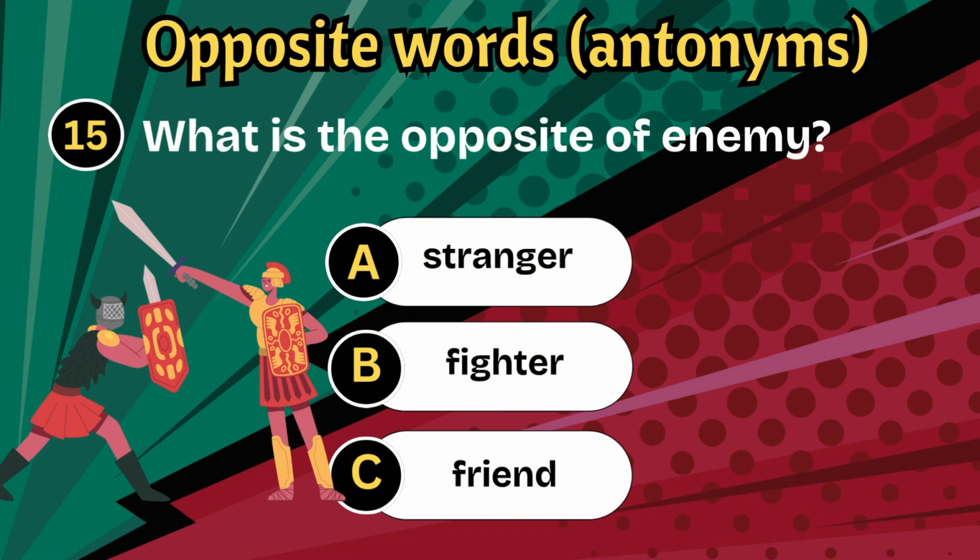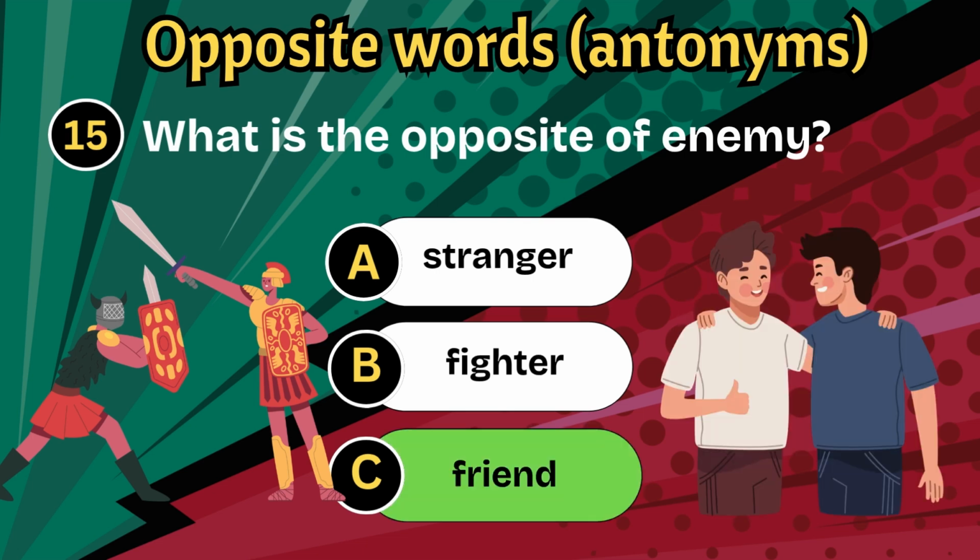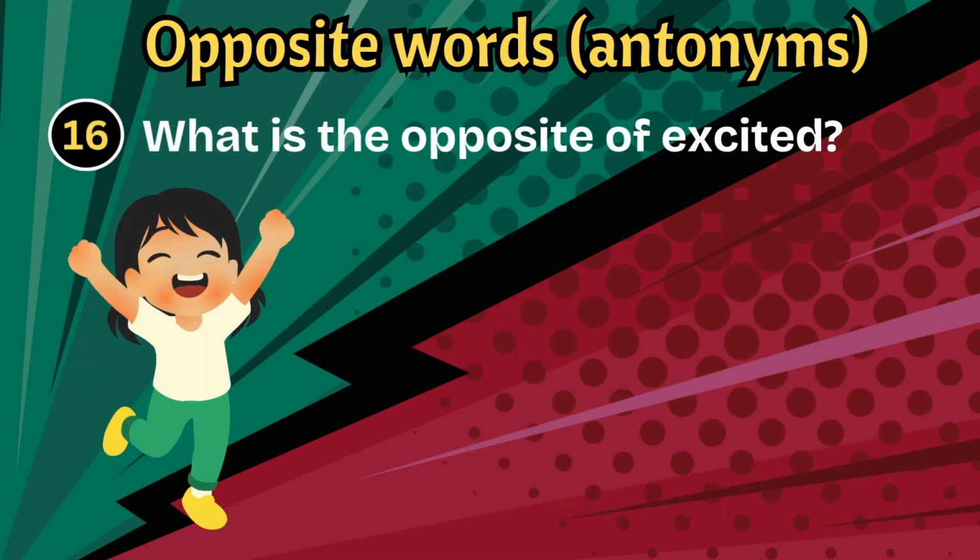Think before choosing. The correct answer is friend. An enemy is someone who does not like you, but a friend likes and supports you. What is the opposite of excited?